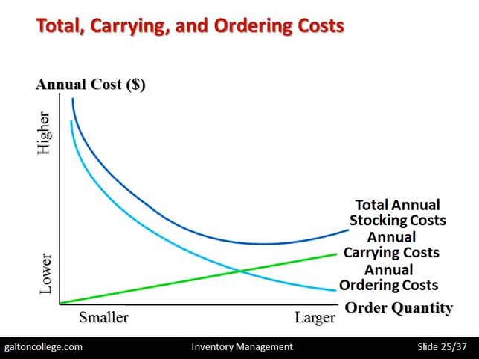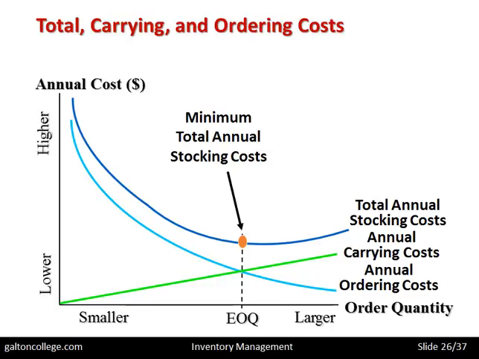Now we have a picture of total carrying and ordering costs. The minimum total annual stocking cost is that point there, which we call the economic order quantity. That's the amount that should be purchased, and there is a formula for calculating this, which is dealt with in other videos.